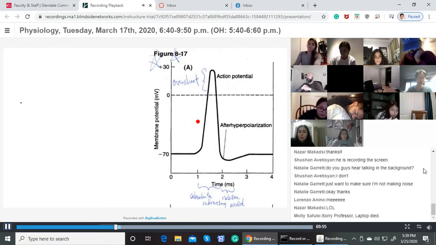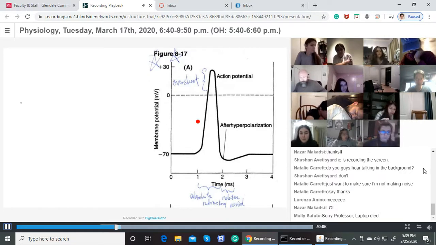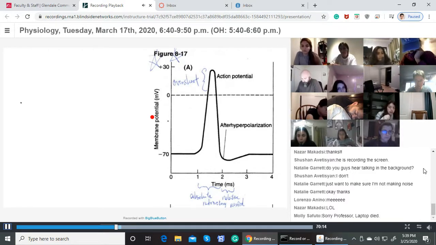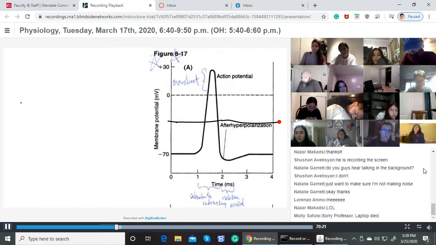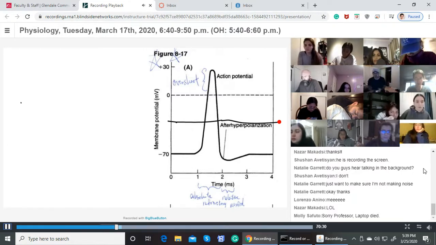Now we learn about the three background information about action potential. First one is the threshold. Threshold is minus 55, which I just put here tentatively. The internet is too slow, too much lagging. So you know that this horizontal line that I drew is minus 55, the threshold.